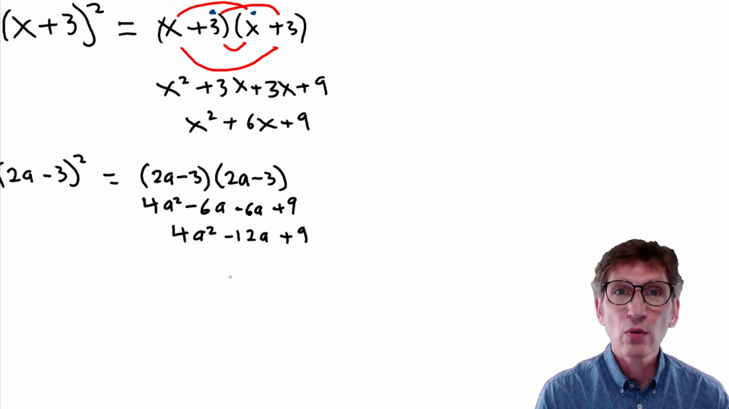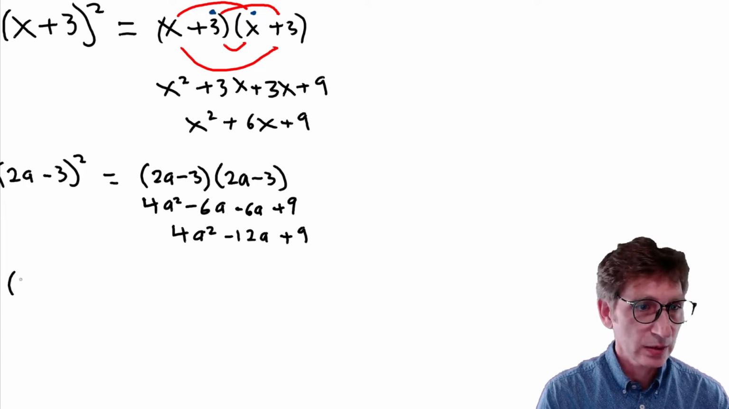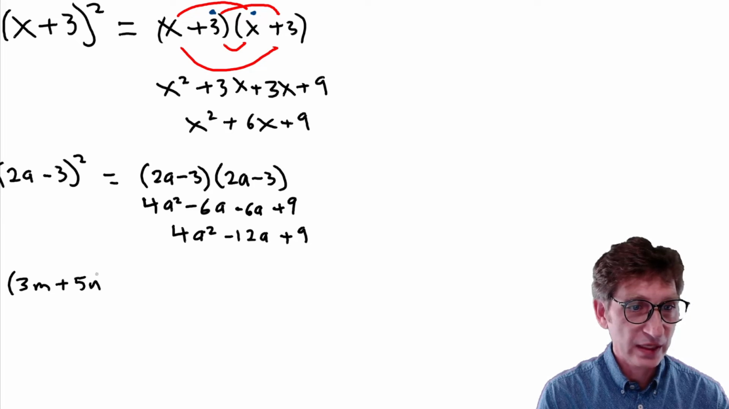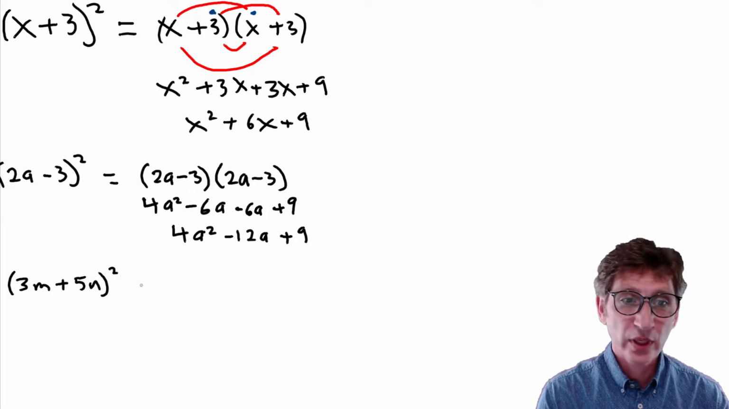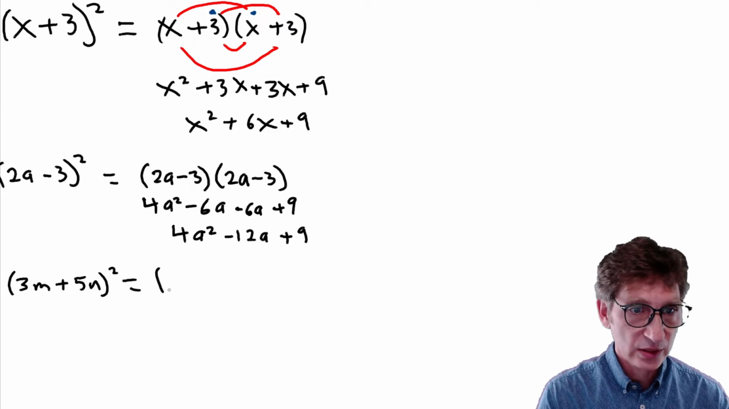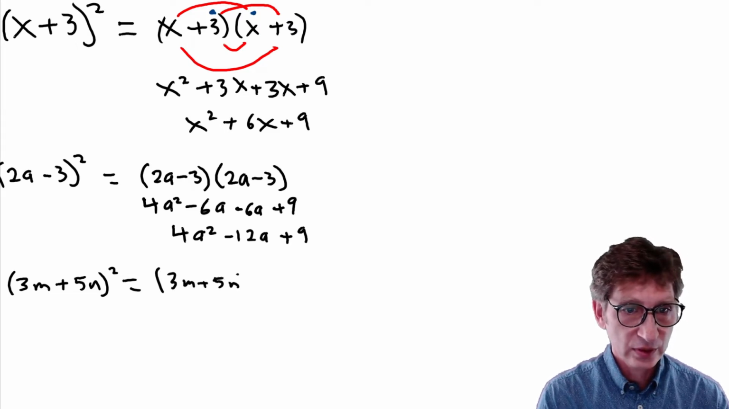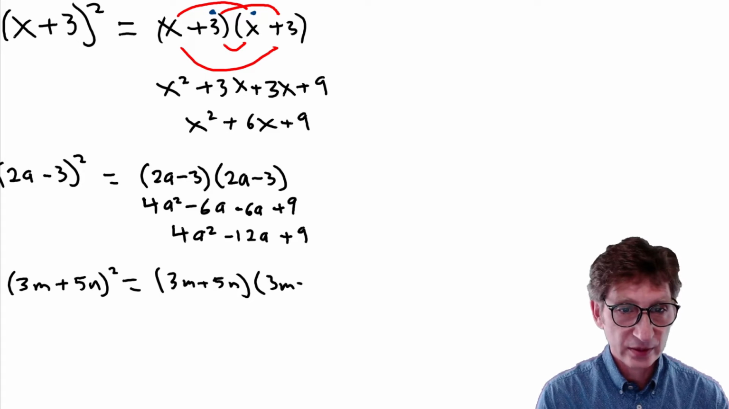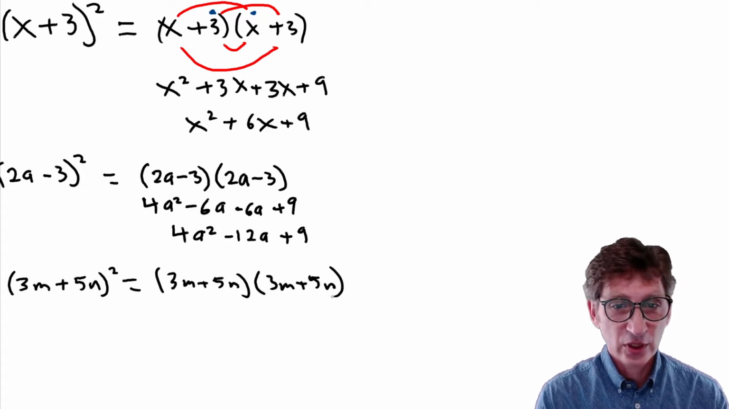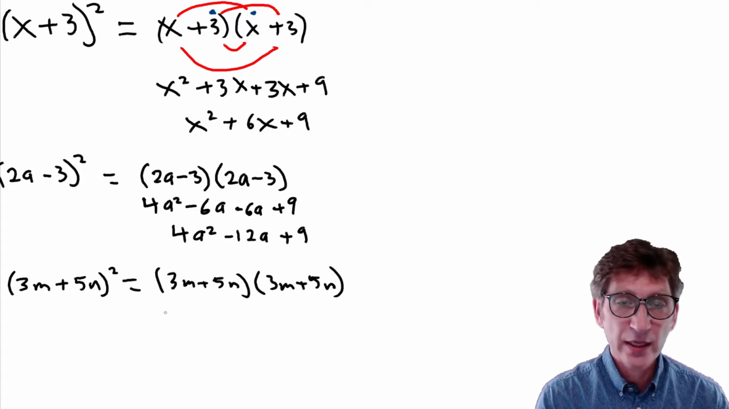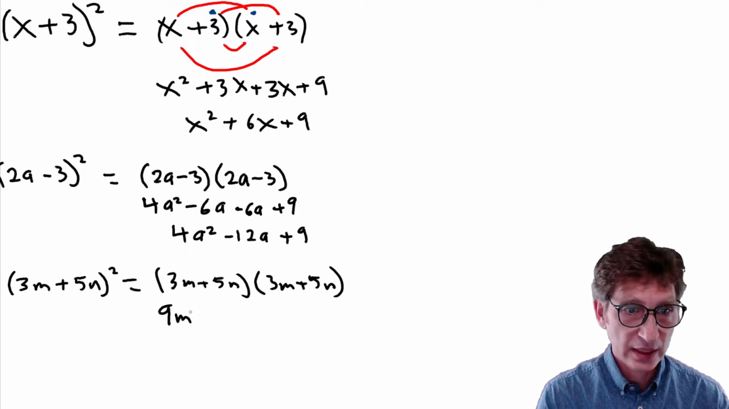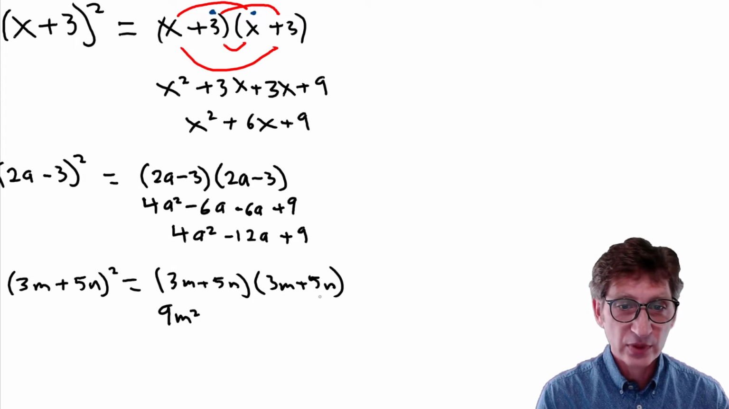Pretty cool. How about one more? Let's try another example. Let's try 3m plus 5n quantity squared. Same process. We write these out as two binomials multiplied together. Use our FOIL pattern to see what we get. 3m times 3m, 9m squared. 3m times 5n.